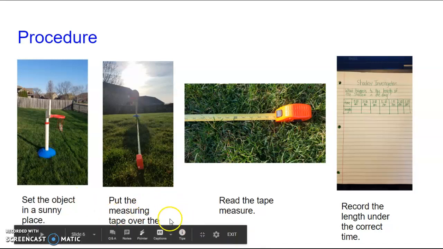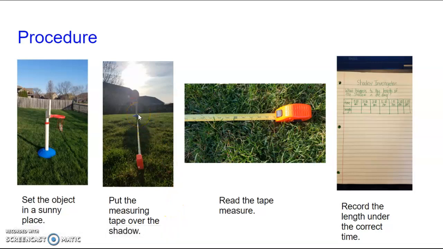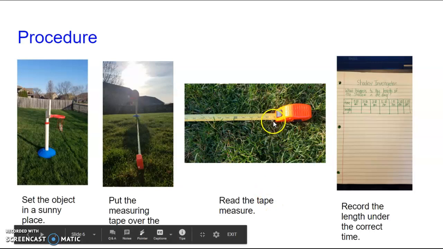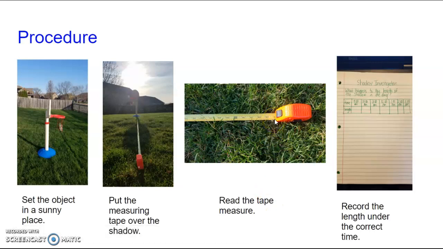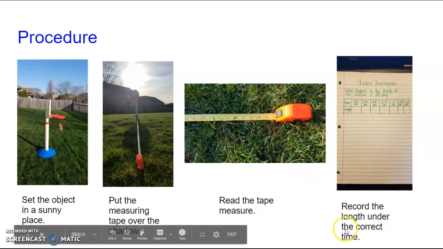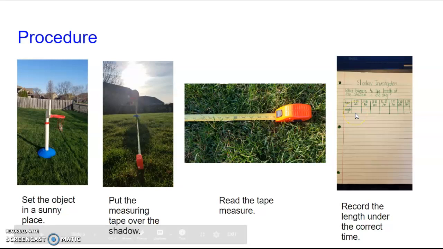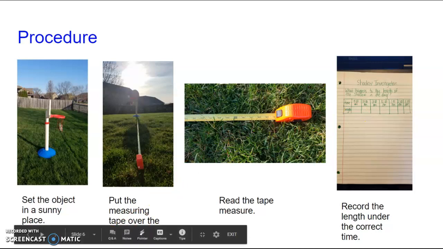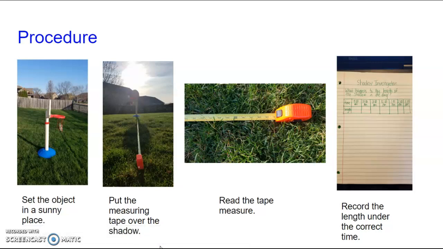Then you're going to put the measuring tape over the shadow. So the end of the measuring tape is at this goal for me, and then it goes all the way to the end of the shadow. Then at the end of the shadow, I read the measuring tape. So it's at 165 inches. And then I record the length under the correct time. So when you go outside to measure the shadow, make sure that you take your notebook and a pencil. Like I said, you are going to repeat this every hour.